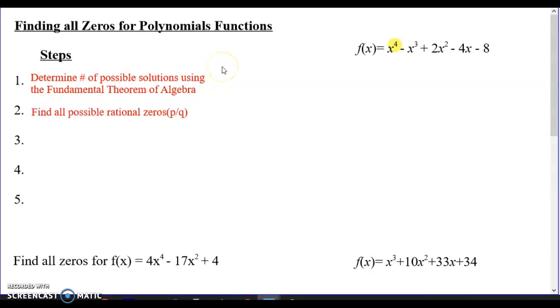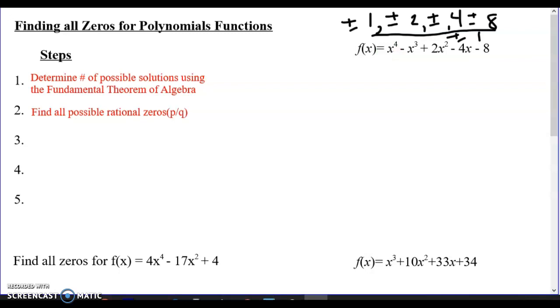So then what can I do after that? Well, then I'm going to figure out all of the possible rational zeros. If you remember, when I'm trying to find rational zeros, I'm going to look at the ends here. What is my constant? And what is my leading coefficient? In this case, I don't see anything in front of the x to the fourth, so you know it's 1. I would like you to write down all of those possible rational zeros and then come back with me.